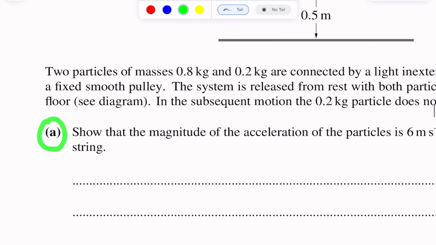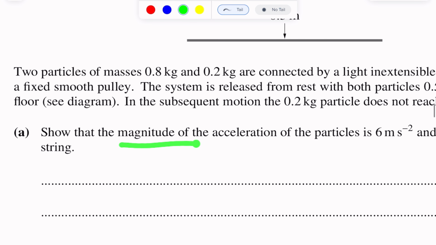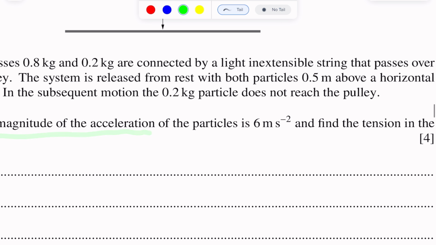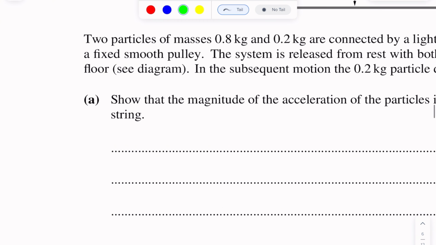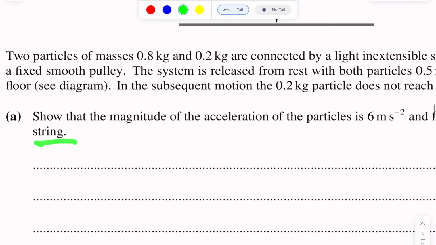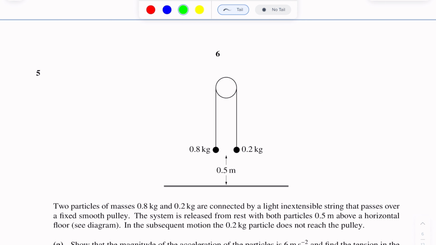Part A of this question is: show that the magnitude of the acceleration of the particles is 6 meter per second square. We have to show that the magnitude of the acceleration is 6 meter per second square, and find the tension in the string. First of all, we will represent all the possible forces acting on this system.